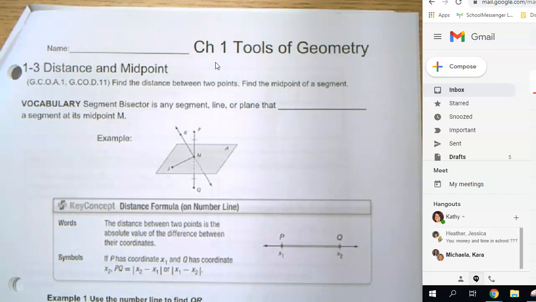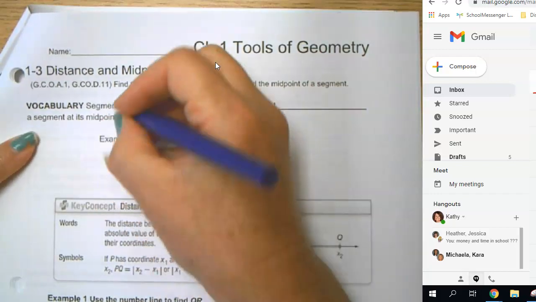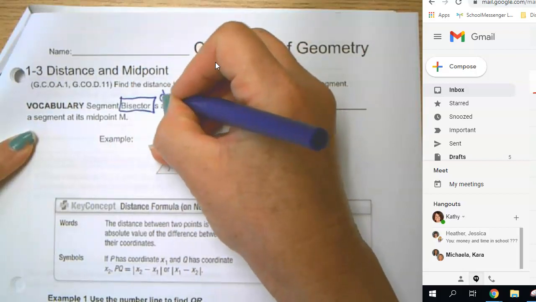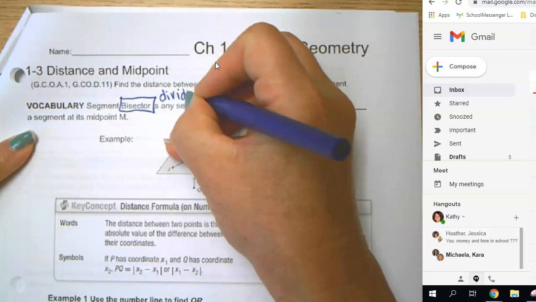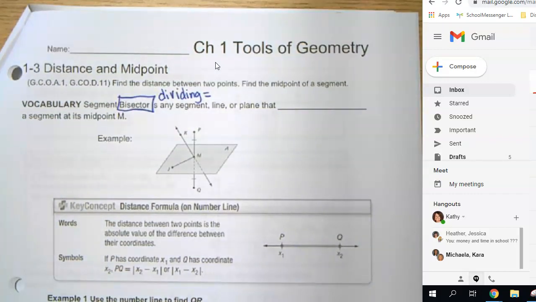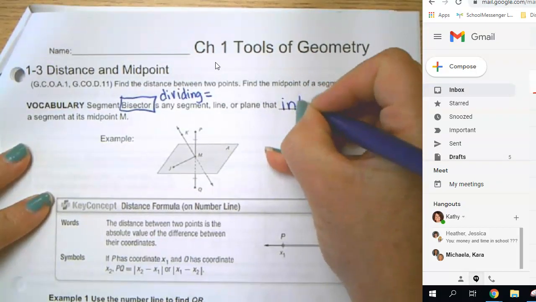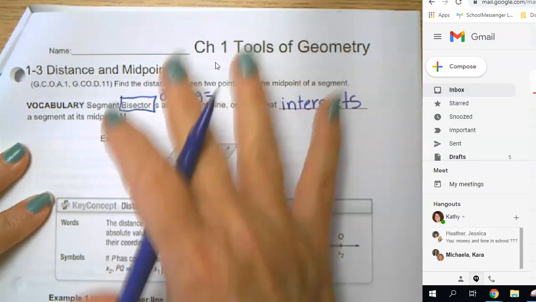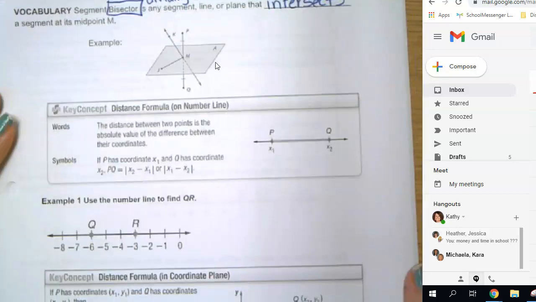So vocabulary: segment bisector. The key to a bisector is that it is dividing in half, dividing equally. So if something is 8, then its bisector would be 4 and 4. So a segment bisector is any segment, line, or plane that intersects a segment. And it's really hard to explain that in this picture, so we're just going to keep going here.